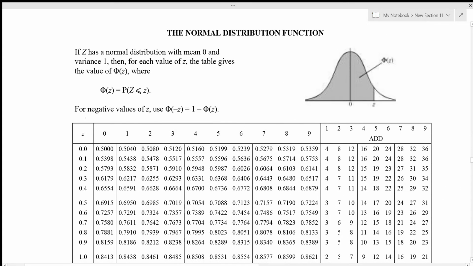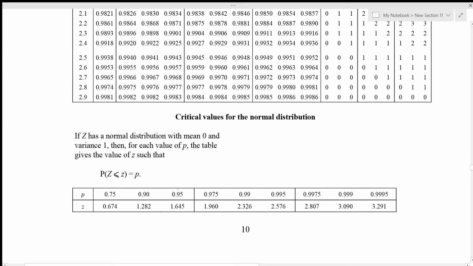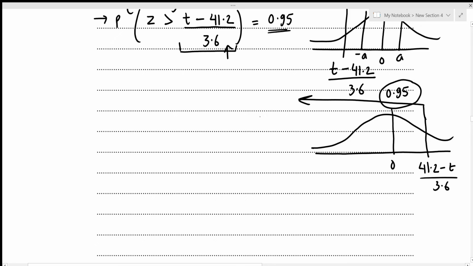So we're looking at the standard value of 0.95 that is given on the smaller table at the end of this page. So we're looking at the probability of 0.95 and we're trying to figure out the corresponding z value, which is given to be 1.645. So we're just going to substitute this value. So we just figured out that the corresponding z value for the probability of 0.95 is going to be 1.645, which means that this is equal to 1.645.